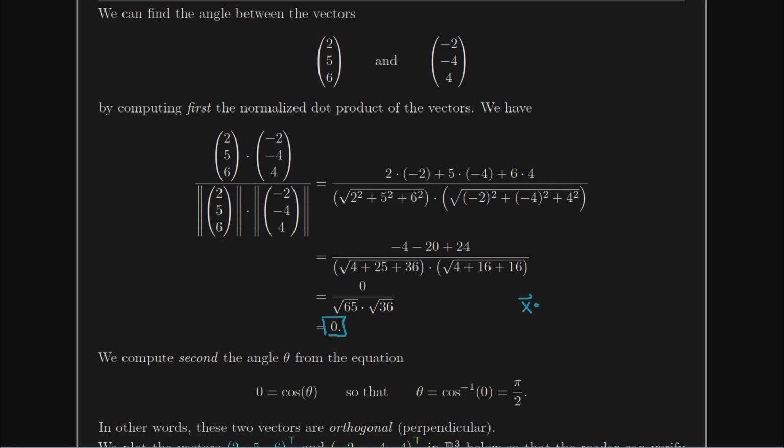This is that nice situation I was talking about where we find that the dot product of two vectors is 0. This tells us they are orthogonal, which is our fancy word for perpendicular, which also means the angle is pi over 2, the angle is 90 degrees, whatever you want to think.